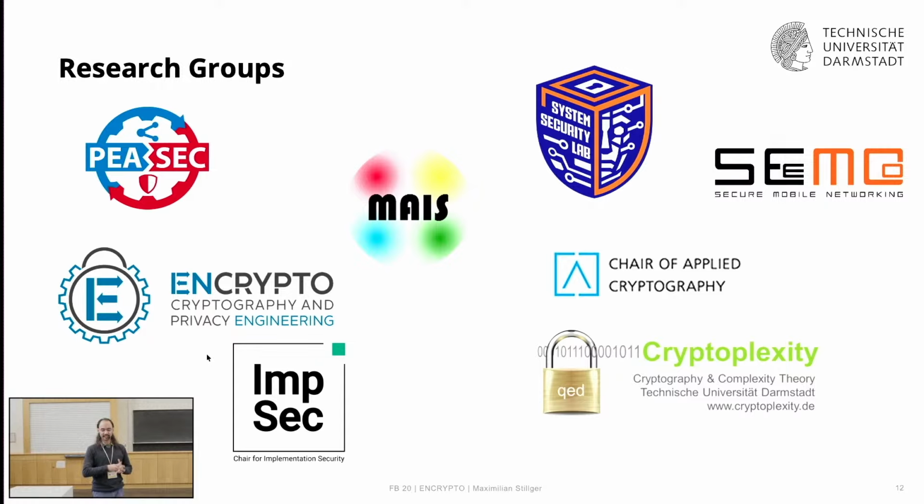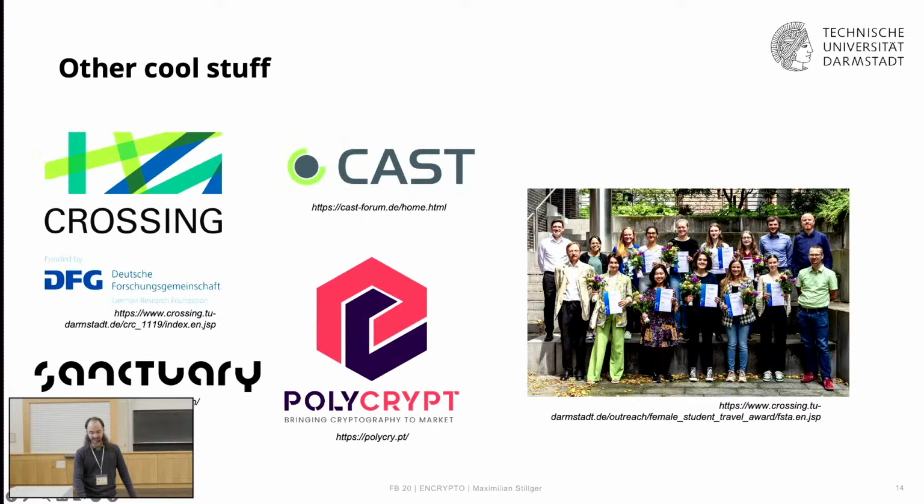We have System Security Lab, we have ZEMO, who do wireless network security. We have the Chair of Applied Cryptography, who do stuff in blockchain as well. We have Cryptoplexity, who do more fundamentals and foundations. Implementation security is also connected to the side channel stuff, so a lot of areas are connected here. This is also reflected in the collaborations we have. The work I just showed you was a collaboration within Crossing.